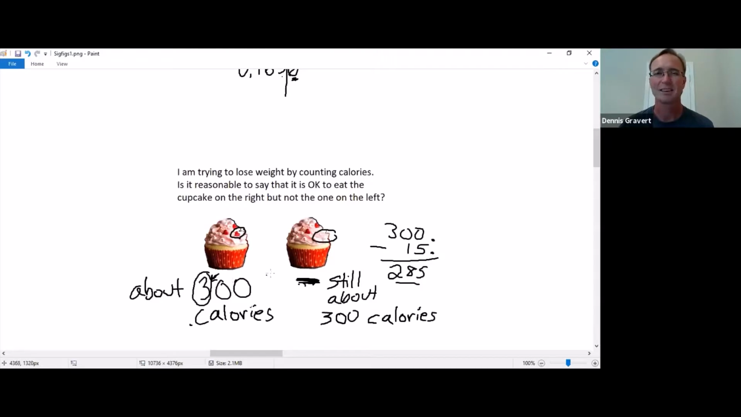That's not right? How do we get more accurate by taking away a candy? The cupcake's around 300? I don't know exactly. 1 sig fig worth of precision. If I take away candy, well, it's 285 mathematically, but I'm still going to round this to 1 sig fig and say it's still around 300.